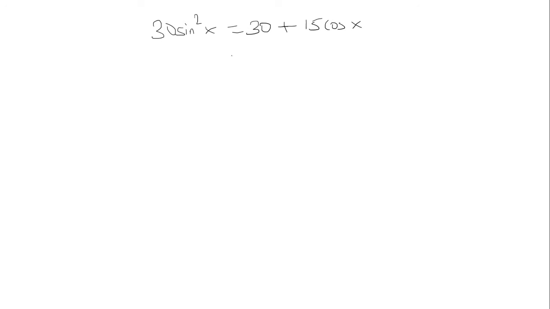We're going to replace sine squared with 1 minus cosine squared. And the way you get that is because sine squared plus cosine squared is 1. Therefore, sine squared is 1 minus cosine squared. So we're going to replace this sine squared with that.